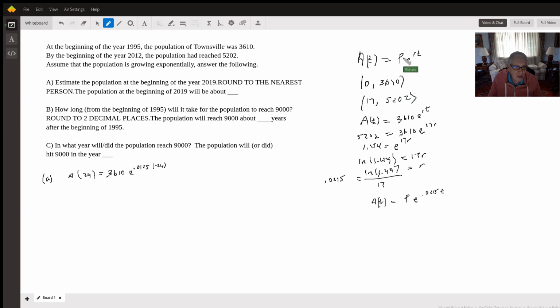And P is the starting amount. When time is 0, this term disappears. This term becomes 1. So you have 1 times P here. So we can put that 3610 right in there.